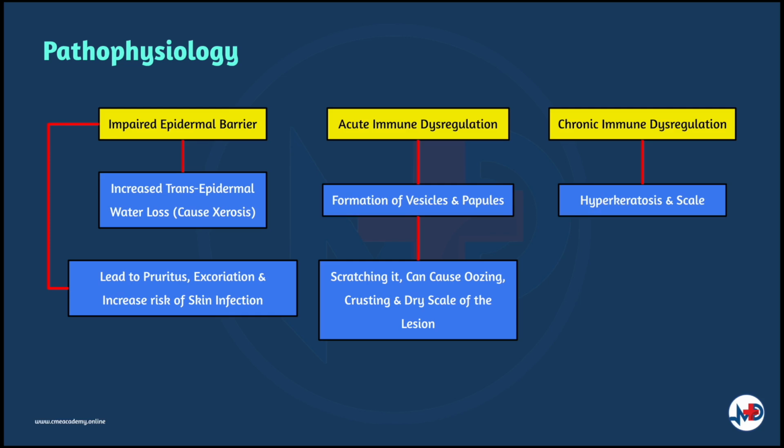In addition, impaired epidermal barrier will lead to pruritus, excoriation, and increased risk of skin infections. Acute immune dysregulation due to underlying inflammation will cause formation of vesicles and papules. If vesicles and papules are disrupted due to scratching, they will ooze, form crust, and cause dry scale of the skin. With chronic immune dysregulation, the skin will be hyperkeratotic and scaly.